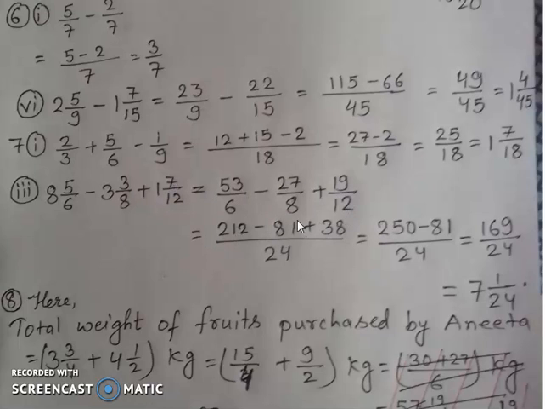When you take the LCM of 6, 8 and 12, it becomes 24. When 24 is divided by 6, it comes 4. 4 into 53 becomes 212. In the same way, when you divide 24 by 8, you will get 3. 3 into 27 is 81.